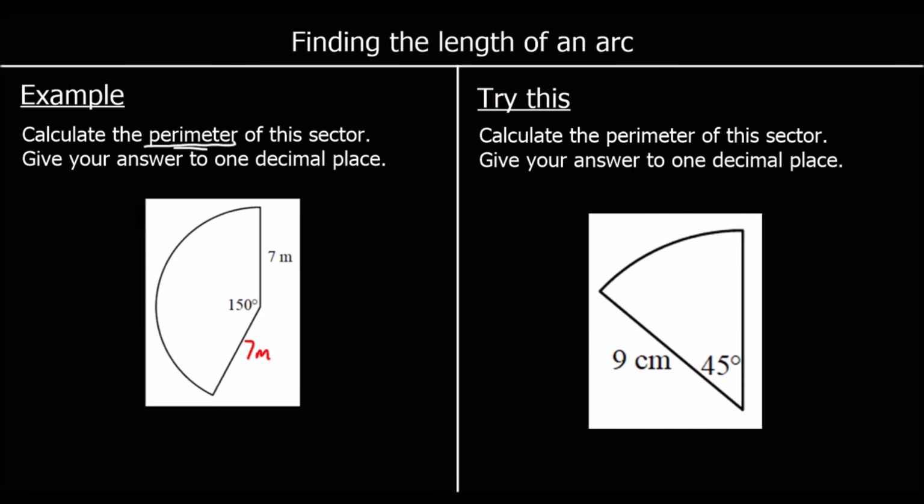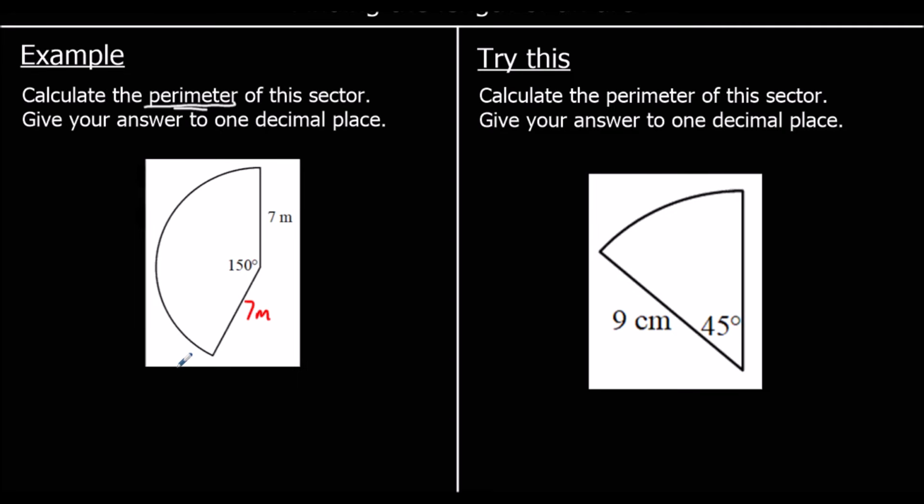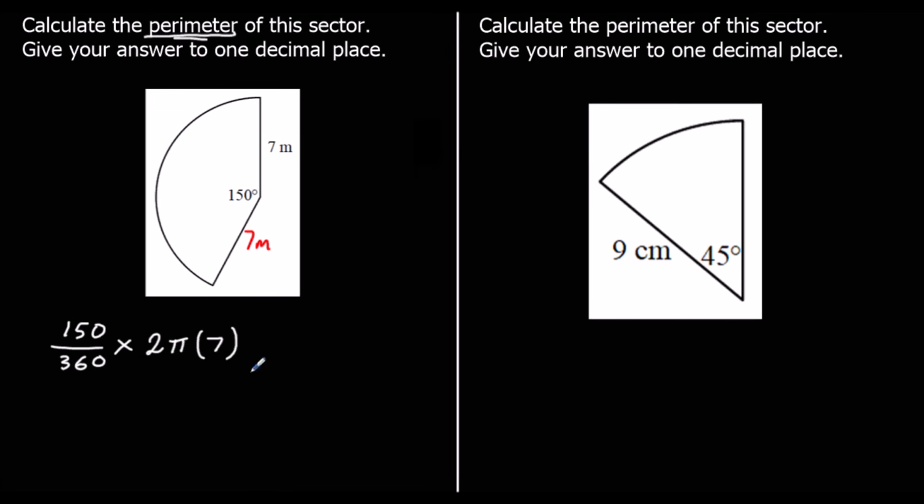So let's find the length of the arc. So we've got 150 degrees out of 360. So we've got 150 360ths of the circle. That's the fraction we've got. So we want that fraction of the circumference, which is either 2 pi r, 2 times pi times the radius, which is 7, or pi times the diameter, which will be 14.